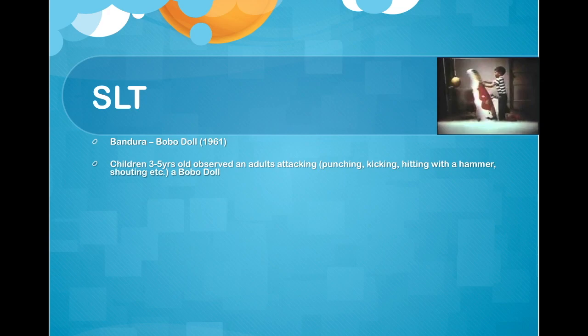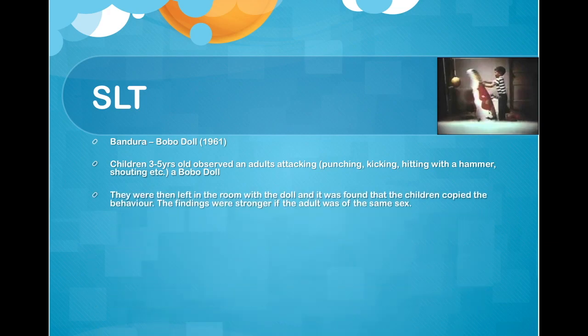Either they had just observed an adult acting quite neutrally towards the doll, or the children had just watched the adult being aggressive towards and attacking the Bobo doll. So the adults punched and kicked, and they hit the Bobo doll with a hammer. They shouted at the Bobo doll. They wanted to know what the child would then do when they were introduced to the Bobo doll.